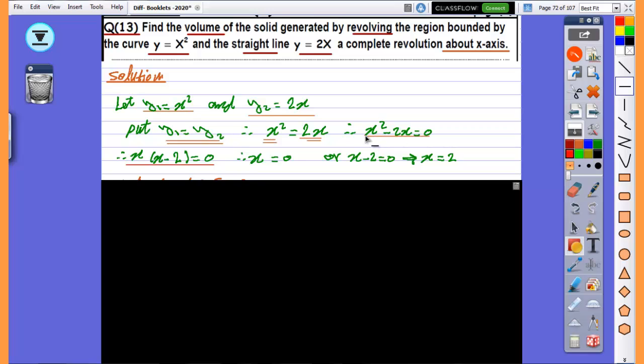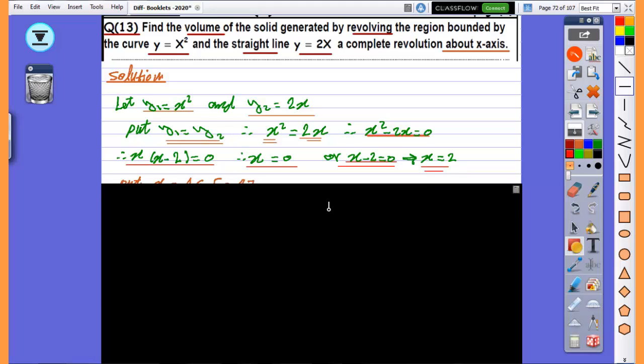Here we can take x as a common factor by factorizing the left hand side by taking out the common factor. So x multiply x minus 2 equals 0. So x equals 0 or x minus 2 equals 0, which implies x equals 2. So we have 2 points of intersection at x equals 0 and at x equals 2.